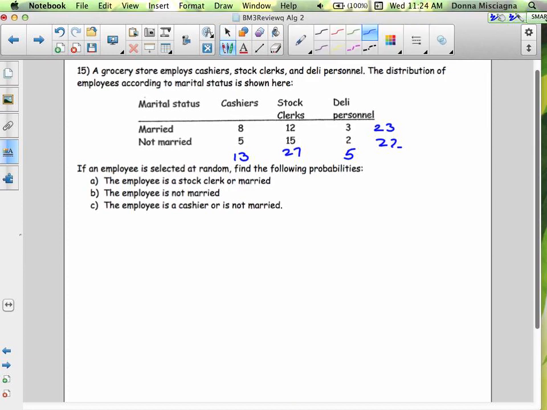45. All right, so it should be the same whether I'm adding across the columns or down the columns. It's the same people. So it should be 45 total people.